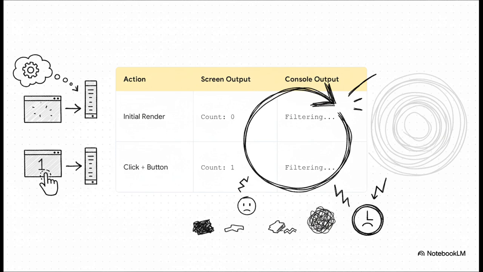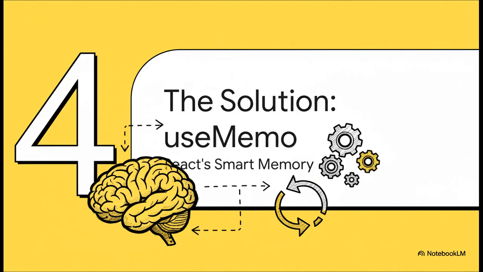pops up again. We just redid the exact same work on the exact same list of numbers for absolutely no reason. That is just wasted CPU cycles right there. So how do we fix this? How do we stop this pointless work and give our component that smart memory we were just talking about?